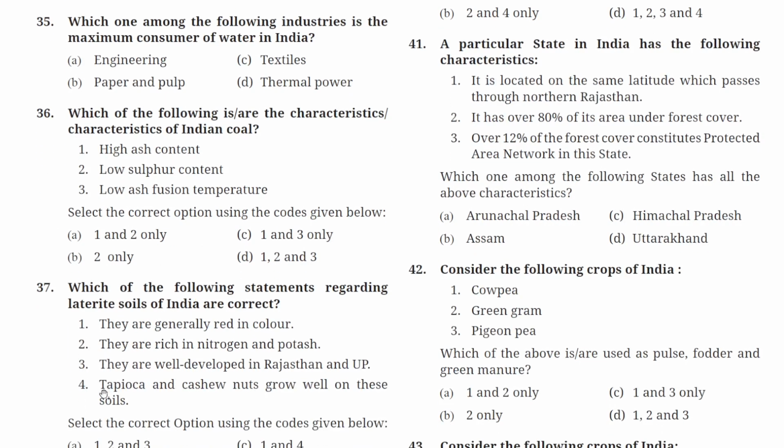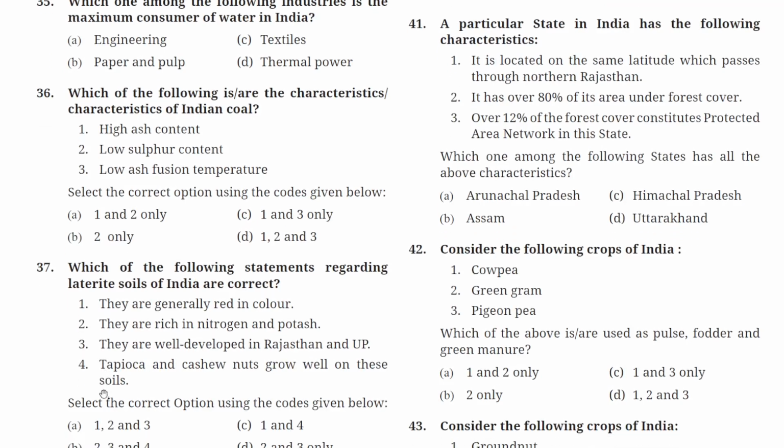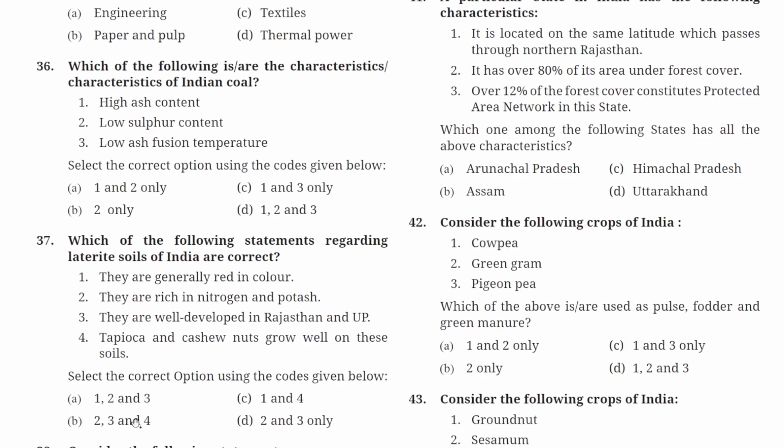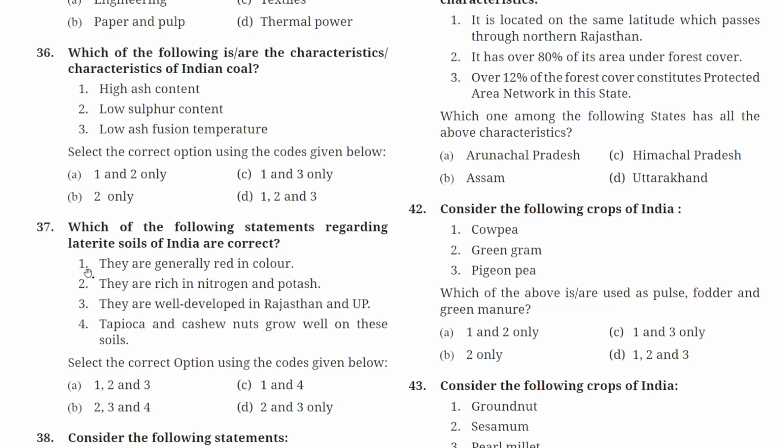37. Which of the following statements regarding laterite soils of India are correct? They are generally red in color. Yes, true. They are rich in nitrogen and potash. No. Laterites are soil types rich in iron and aluminium. They are well developed in Rajasthan and UP. No. They are actually present more in Karnataka, Maharashtra, Northeast India, Meghalaya Plateau, and some parts of Odisha. So option 3 is wrong. Tapioca and cashew nuts grow well on these soils. Yes, that is true. So answer to 37 is C, 2, 1 and 4.